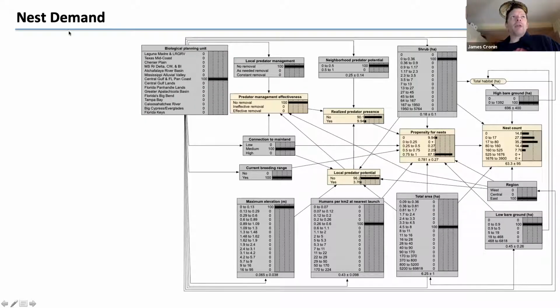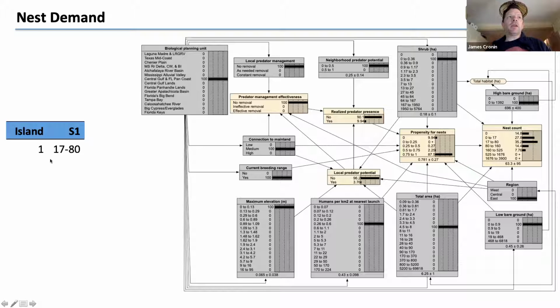Okay, so we're going to first focus on how we calculate nest demand. Let's say that we have an island in the central Gulf and Florida Panhandle coast, and it's a medium connected island, and it's got all these habitat characteristics, which result in this predicted probability distribution for the nest count. You can see here that the most probable bin is 17 to 80 nests. Now, there's a lot of probability that's spread across these other bins, right? So what we're going to do is sample this distribution instead of directly choosing one of those.